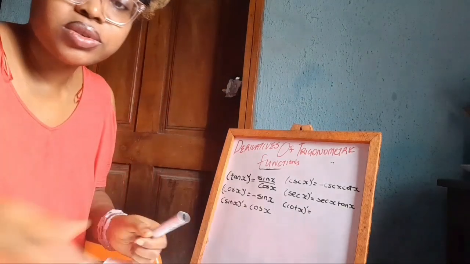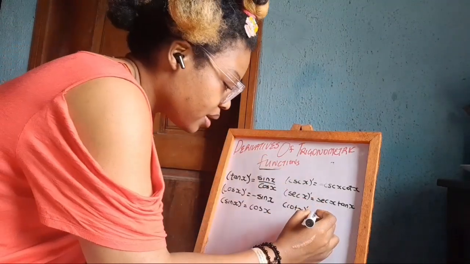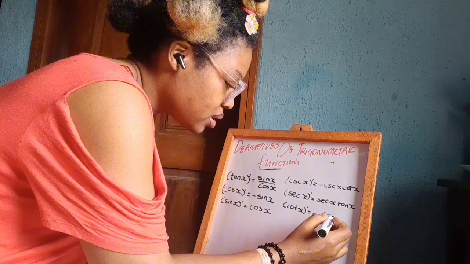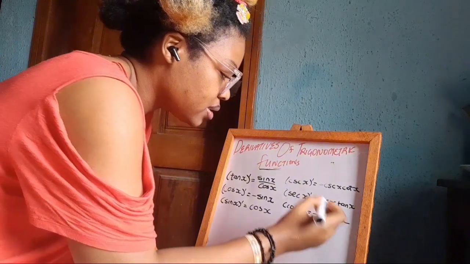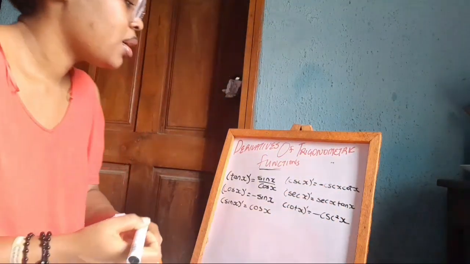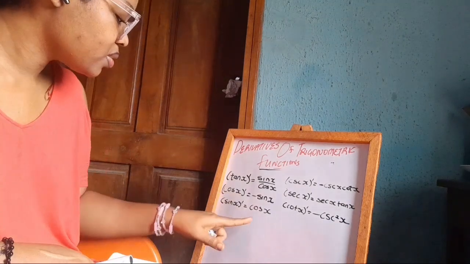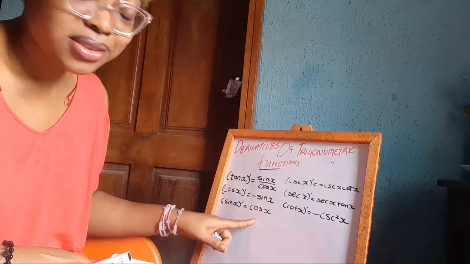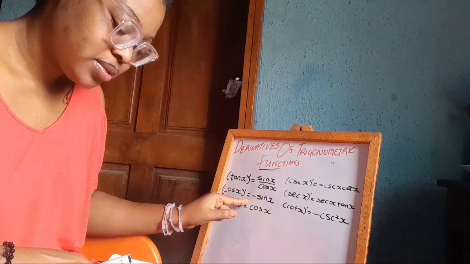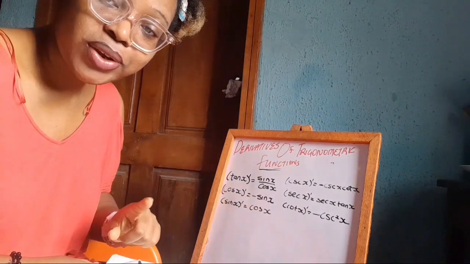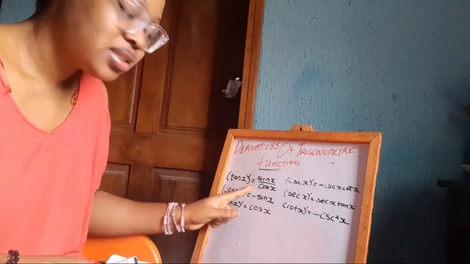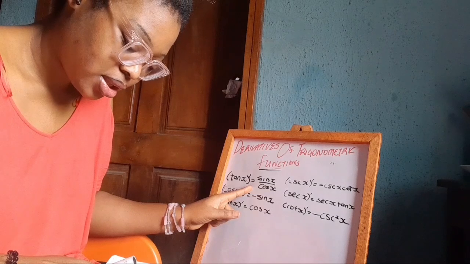I think we did a good job today. Minus cosecant square x. This is minus. I was correct in everything. Let's see. Sine x is what? Cos x. You were correct too. Cos x is what? Minus sine x. You were correct. Tan x is what? Sine x over.